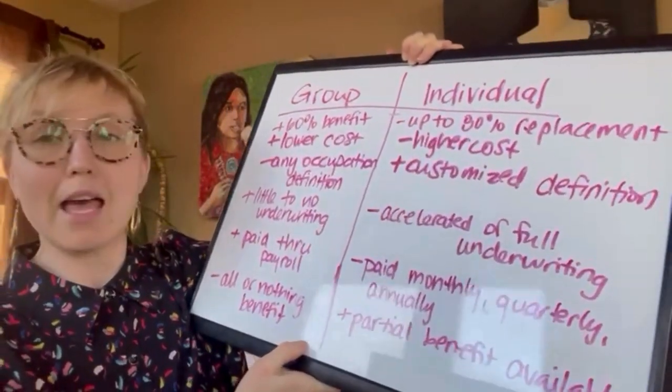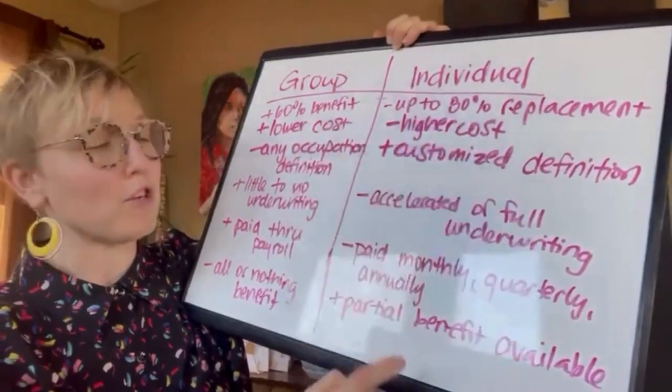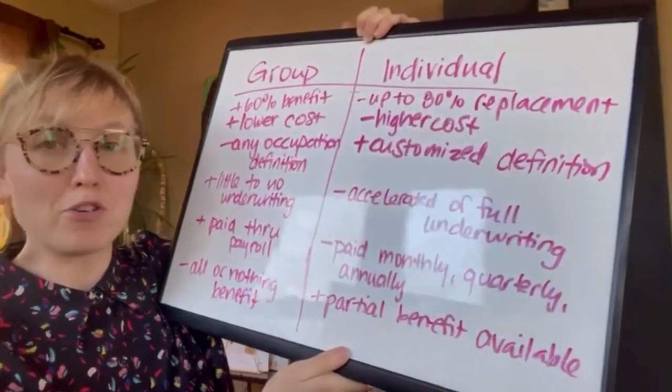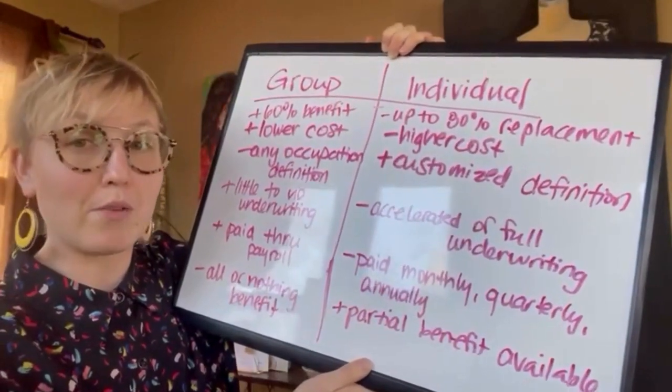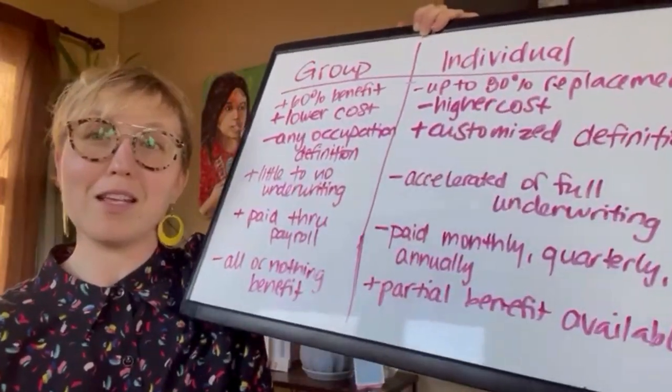So what that means is that you cannot receive a partial benefit with group coverage, but with individual coverage, if you're partially disabled and you have at least a 20% reduction in earnings, you can receive a prorated benefit of your individual policy. So that's just some basics on group versus individual coverage.